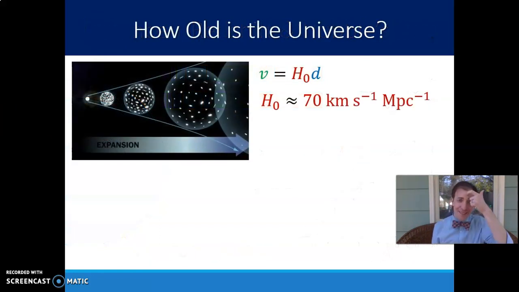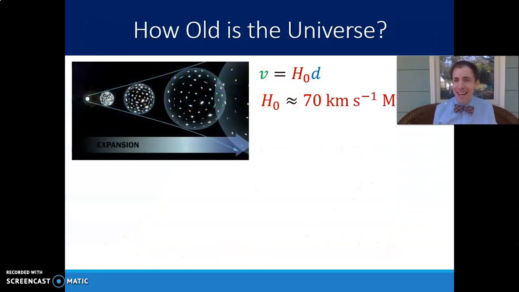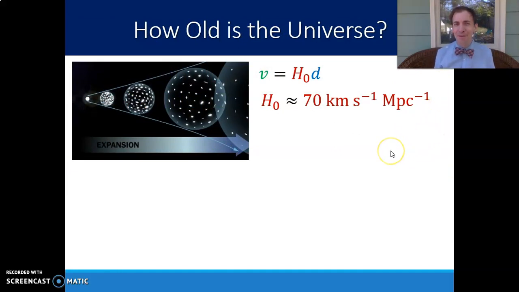So let's look at Hubble's constant one more time and use it to solve one of the most interesting questions that we can ask. How old is the universe? So if we look at this equation, the velocity of a galaxy that's receding away from us is equal to Hubble's constant times the distance, and we know Hubble's constant, we can use that to do some tricky math here. We know that the velocity can be calculated as just distance divided by time.